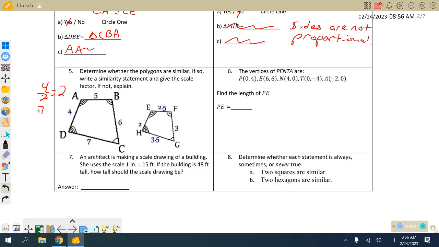7 to 3.5 depends on how great your arithmetic skills are. But 7 to 3.5 does become 2. 6 to 3 does become 2. And what's my last pair? 5 to 2.5 also becomes 2. So corresponding angles congruent, corresponding sides are proportional. Do we have similar figures here?